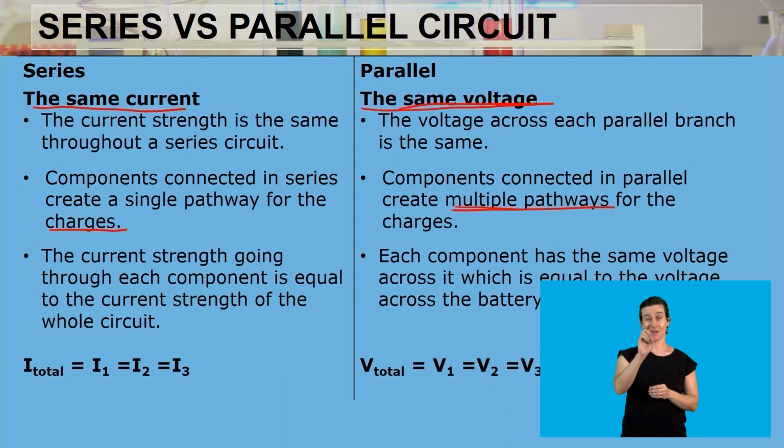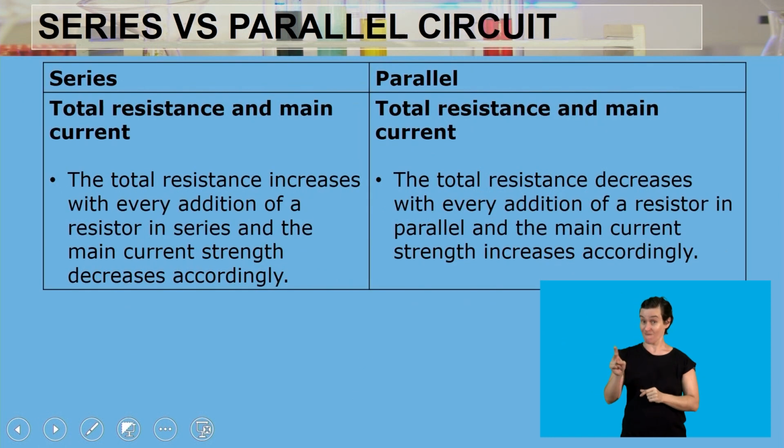Now, lastly, what you're going to be looking at is that the current strength going through each component is equal to the current strength of the whole circuit. As we have said, in series, the current remains the same at each and every point that you measure it from. Whereas in parallel, the voltage, the potential difference, remains the same at whichever 2 points you're measuring it from. Remember, to measure the voltage or the potential difference, you need to measure across 2 points, point A and point B. So at those 2 points, anywhere in our circuit, the voltage is always going to be the same.